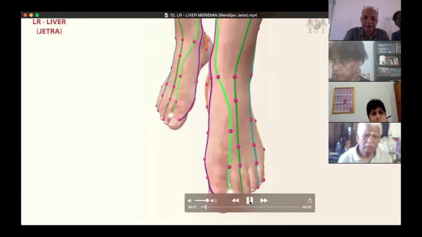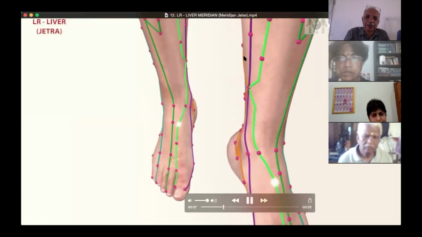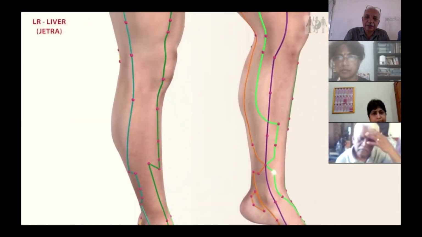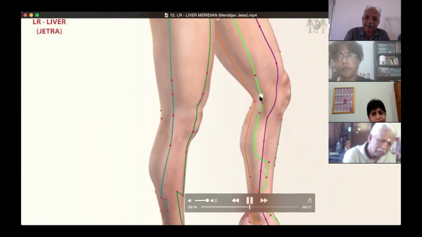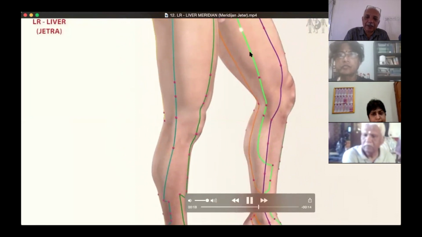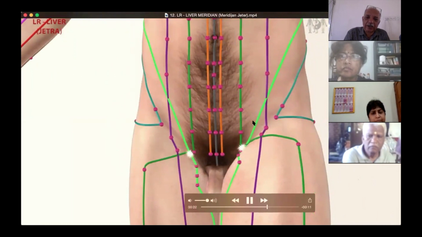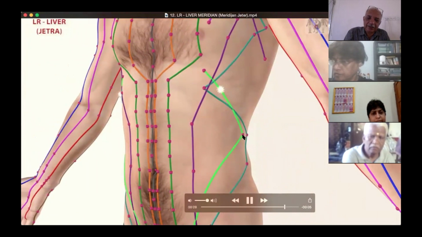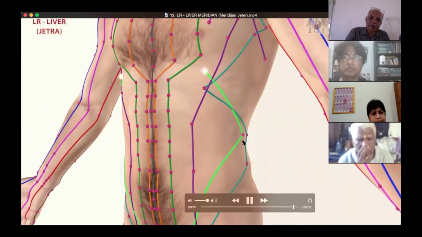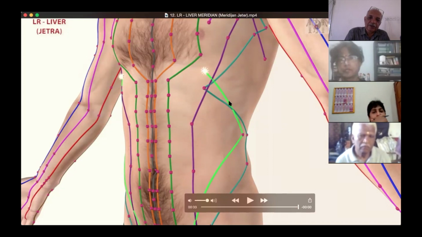So see where all it goes. Now all these points, if you have any problem in all these places, people will be having muscle pain, and then this one, groin pain. It goes through the groin. Then people having this is the rib. What I am showing you, this is the 11th rib. The hip end will pain. All these are problems of the liver channel.